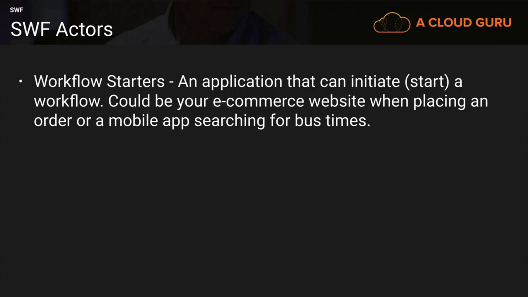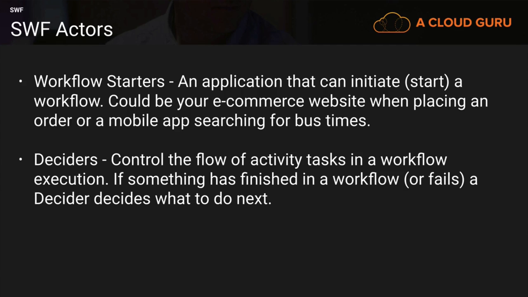It could be your e-commerce website when placing an order or a mobile app when searching for a bus time, for example. Then we have our deciders, and they're basically controlling the flow of activity tasks in a workflow execution. So, did the person's credit card details go through? Have they selected the right address? Is this a verified address? If it's not a verified address, then do this. Think of a workflow decider as basically an if-then decider in your application logic. So if something has finished in a workflow or fails, the decider is going to decide what to do next.